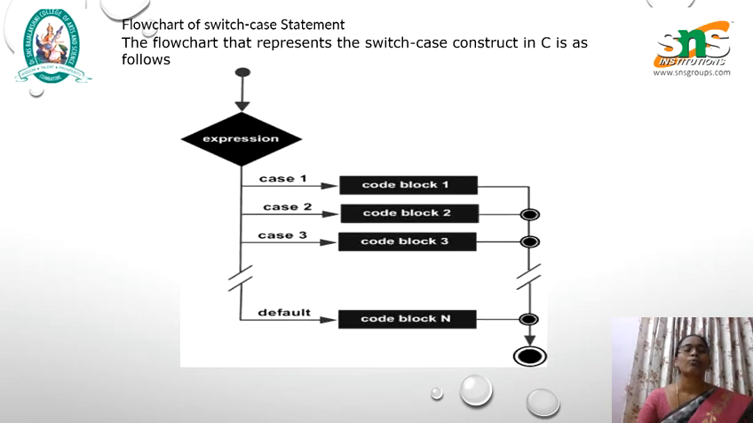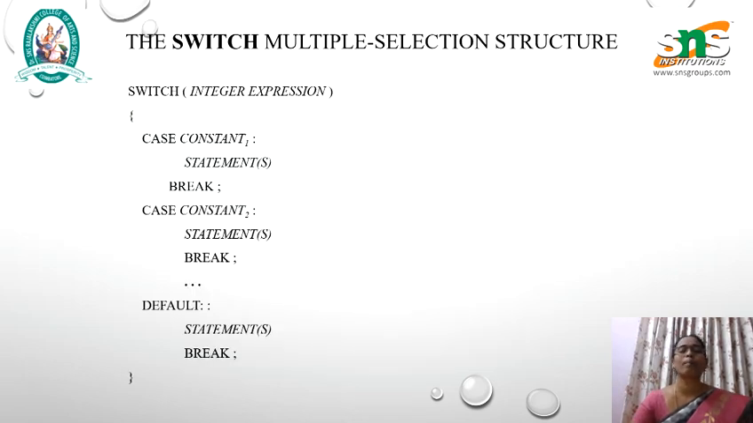Let us see the flowchart of how the switch case works. The switch statement evaluates an expression. Based on the result of the expression, the cases will be matched. If the first case is matched, in the first code block we have a break statement. It won't continue with case 2 or case 3. It comes out of the switch case. This was the syntax of the multiple selection structure of a switch case: switch, integer expression, and cases of constants. Whichever case is matched, the matched case alone will be executed and it will quit from the switch.